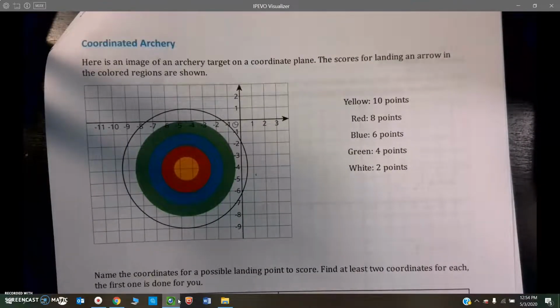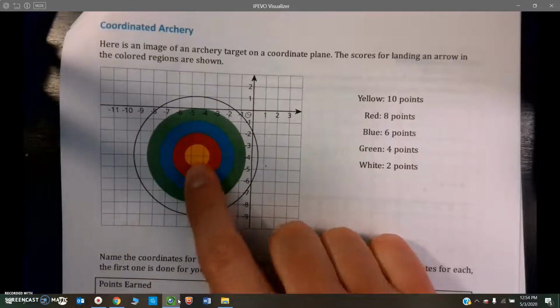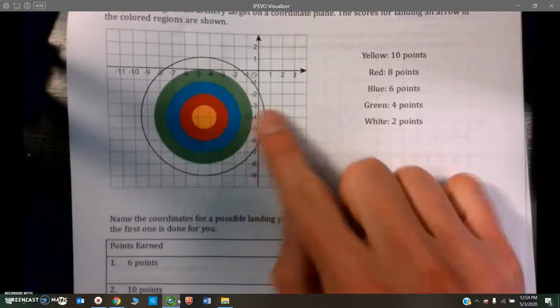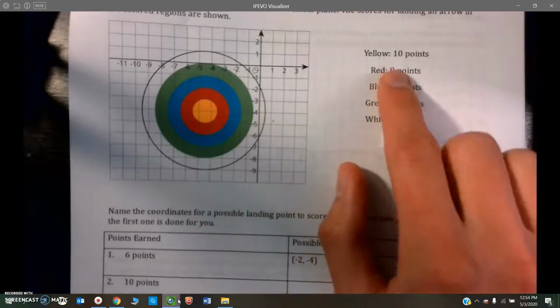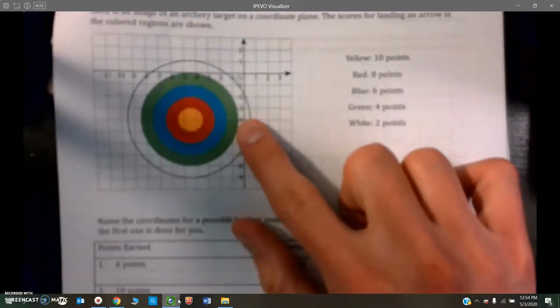All right, so coordinated archery. Here's an image of an archery target on a coordinate plane. The scores for landing an arrow in the colored regions are shown. This is like if you've ever played darts. Yellow gets you 10 points. Red, which is the next smallest circle, gets you 8. Blue 6. Green 4. And if you land in the white, you get 2 points.